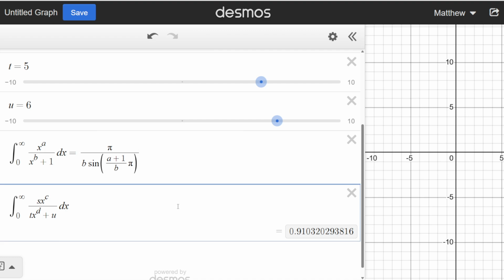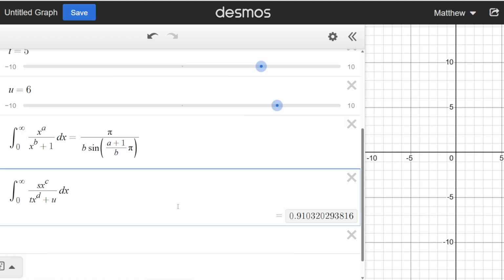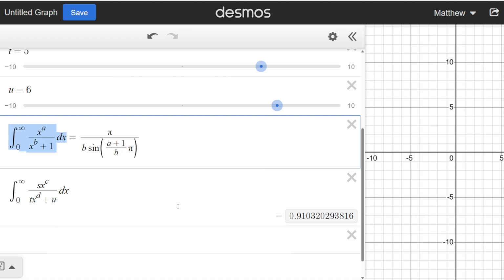So what we're trying to do is get one final integral formula for any integral in this form, where C, D, S, T, and U are just arbitrary constants. And obviously, the arbitrary constants need to be such that this integral converges. Okay, so let's go. All right, what do? Well, we need to somehow get it into this form.